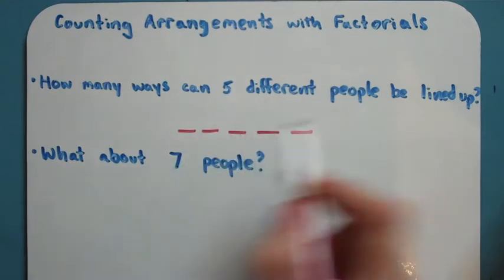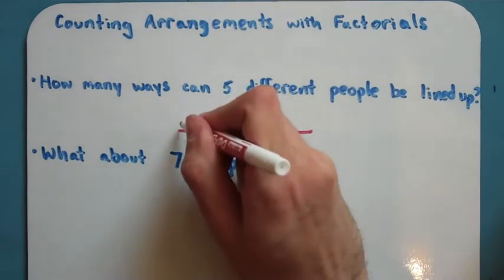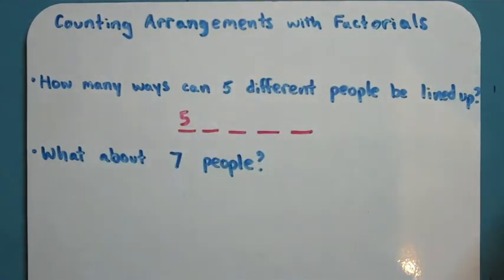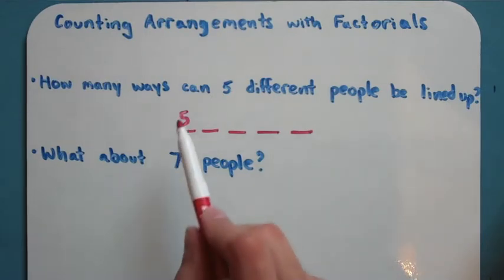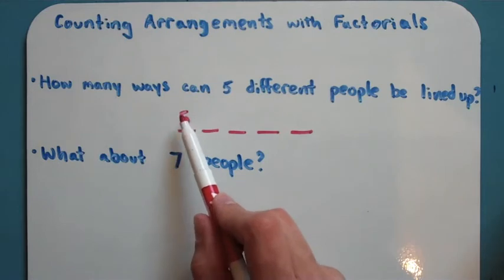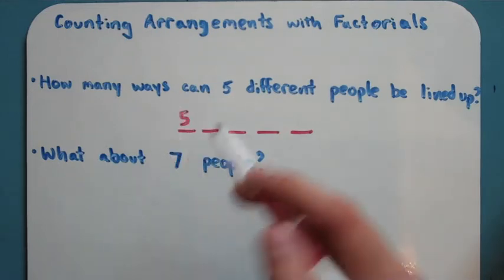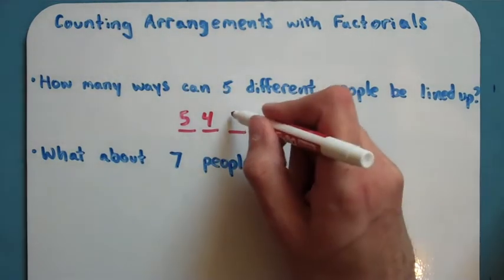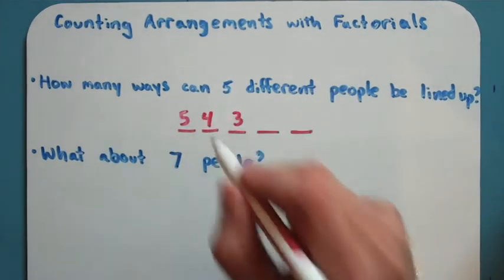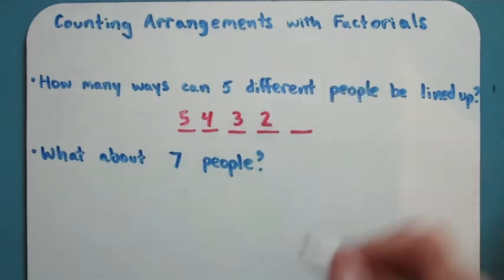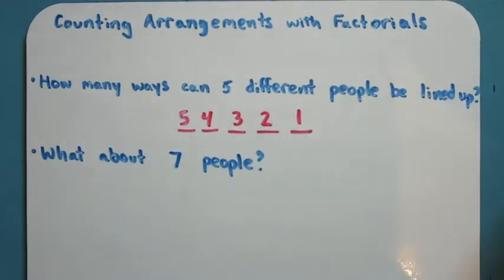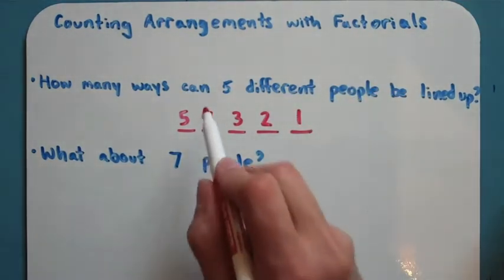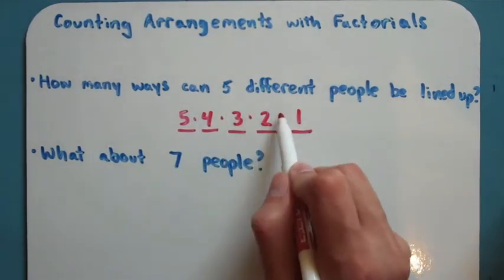Well, for my first spot right here, I can choose any of those 5 people, go stand over there. There's 5 choices for that first spot. For my next spot though, I only have 4 choices left, because whoever I told to sit over here is done. They're sitting and they're done, or standing. So I only have 4 more people to choose from for that spot. For this spot, I'm down to 3 choices, because I already told 2 people where to go. Then I have 2 choices for this spot, and I'm down to just 1 choice for that last spot right there. And if I multiply all of those together, that will give me my answer.